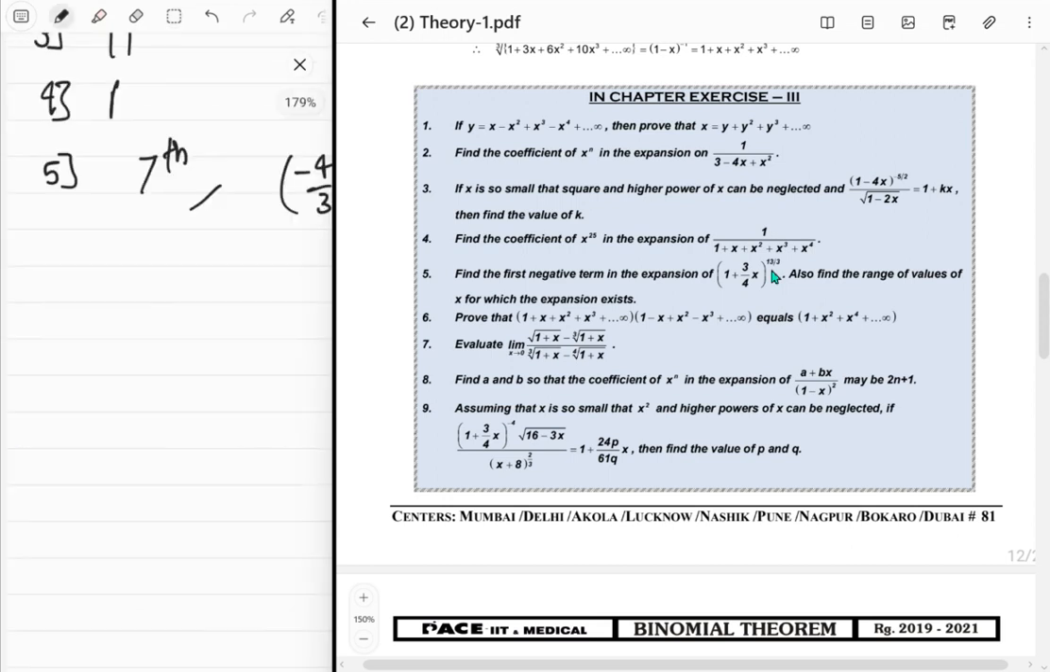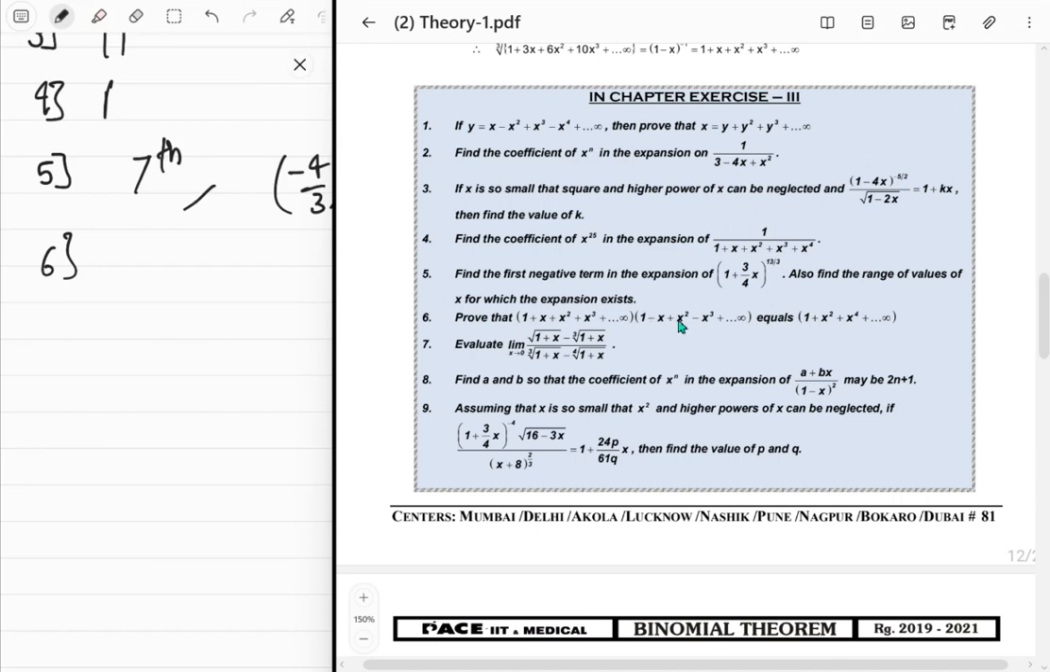Okay, let's go to 6th. Prove that this thing equals this thing. Oh, come on, seriously. Just two geometric progressions. It's like 1/(1+x) times 1/(1+x) is equal to 1/(1+x) squared. What kind of joke is this? So 6 is done. You don't even need GPT for this.